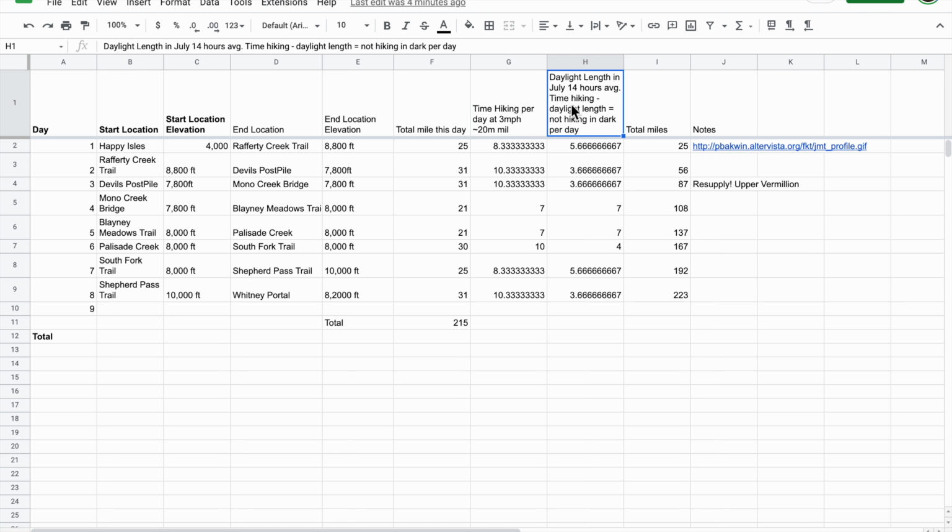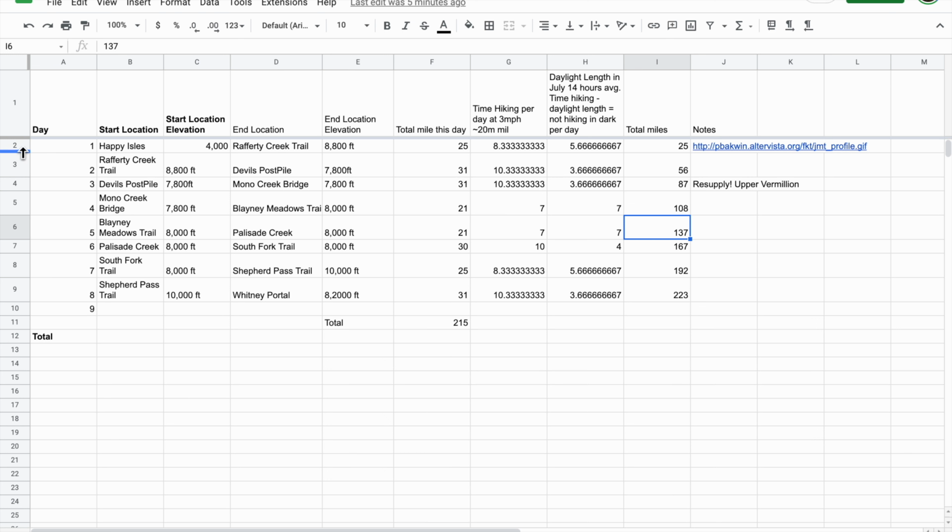And then when we look at our daylight hour length in July, it's right around 14 hours a day, which is great. It's a ton of time for hiking. So you'd still have like 5.6 hours of non-moving time where it'd still be daylight. In general, psychologically, it's just a lot easier to hike in the daylight than it is in the dark. Okay, and then we have our total mileage counter here that just adds up the total miles from the previous days.